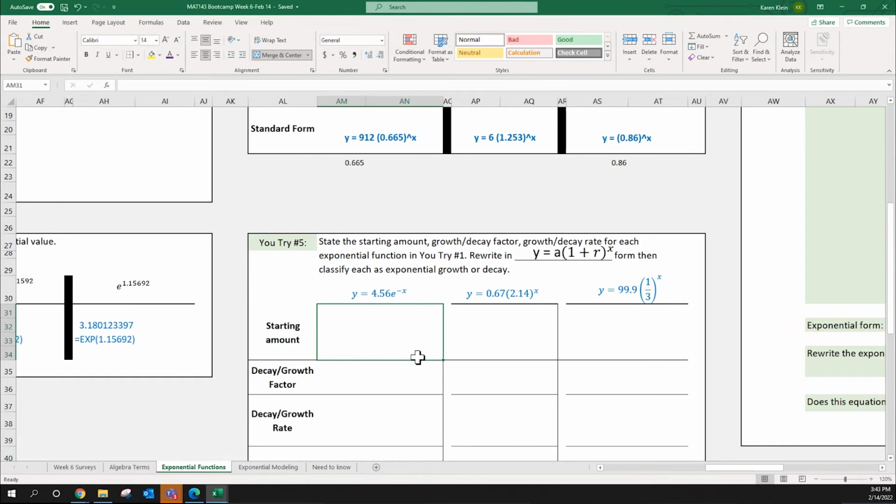So the starting amount for our first function here is going to be 4.5. What is my decay or growth factor? Why don't you respond in the chat? What would you say? And actually, I have a 6 on this one too, don't I? Forgot that. What is my decay or growth factor here?